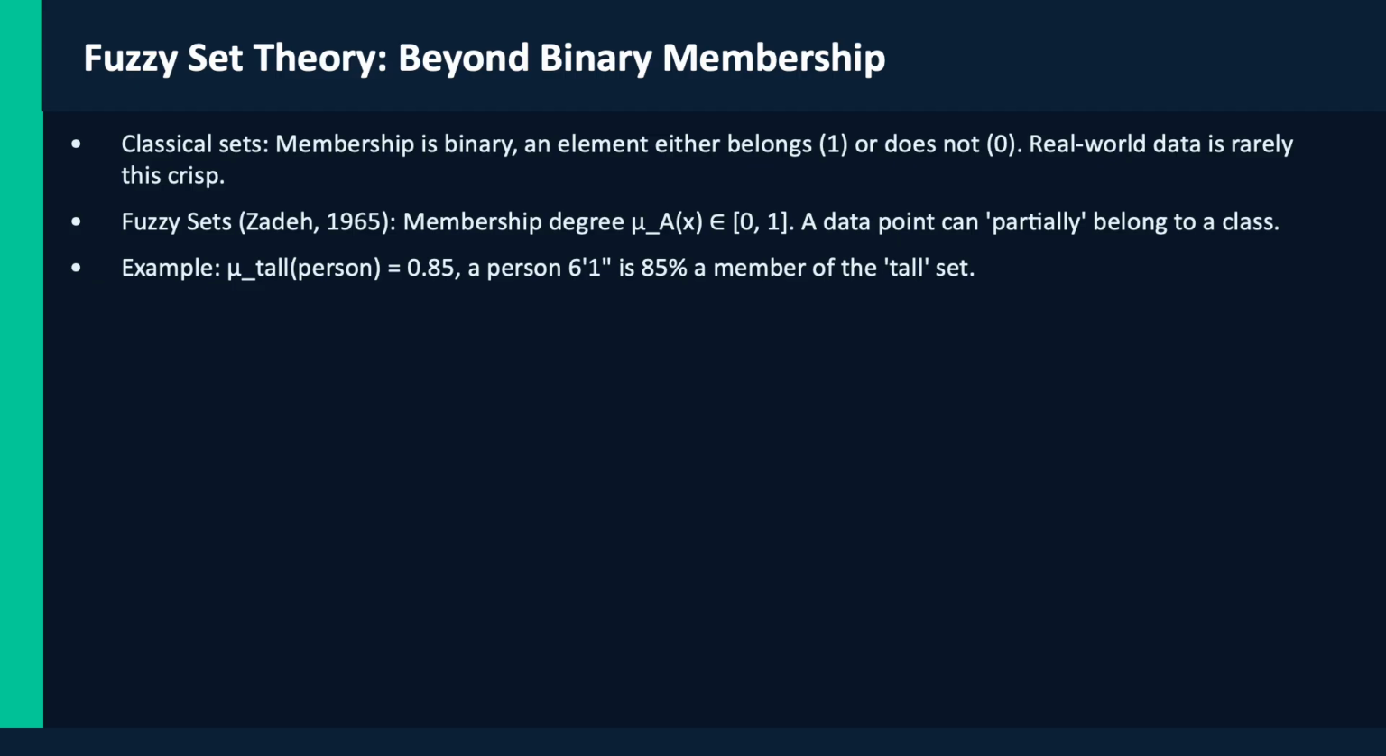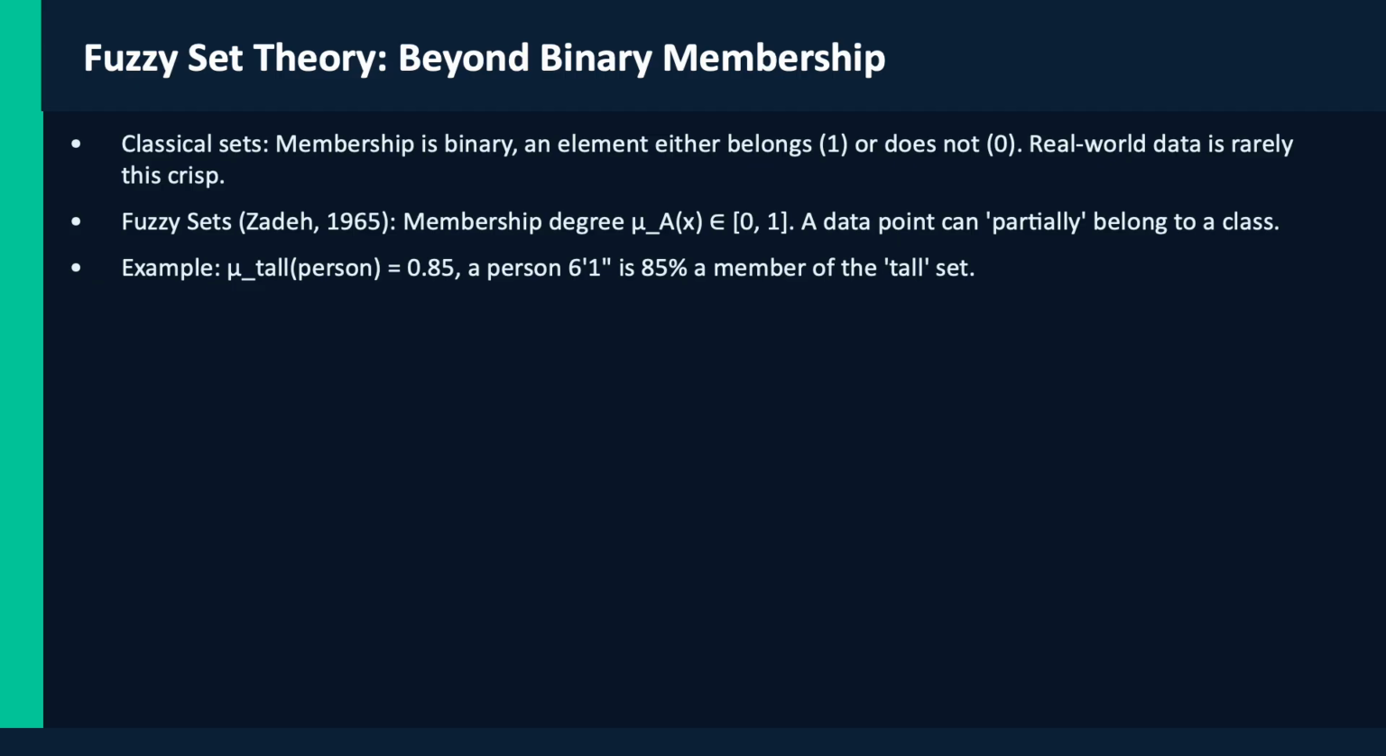Fuzzy set theory: beyond binary membership. In classical sets, membership is binary. An element either belongs (1) or does not (0). The real world is rarely this crisp. Fuzzy sets: Zadeh in 1965 came up with the idea. Membership degree mu A of x is within 0 to 1. The data point can partially belong to a class.